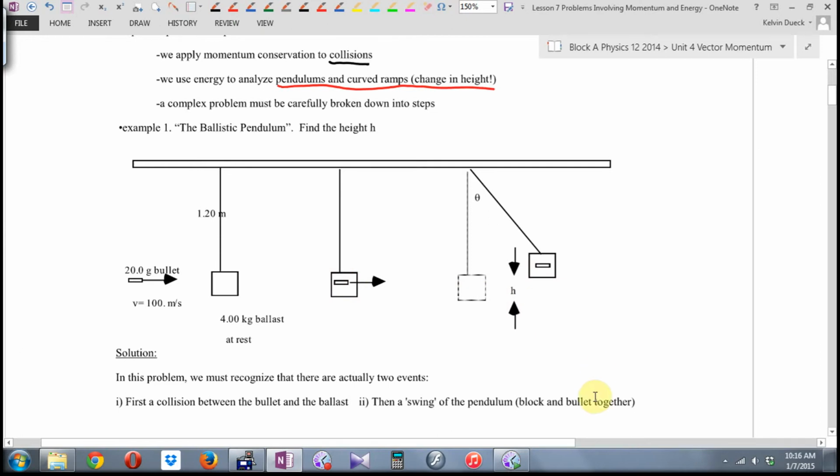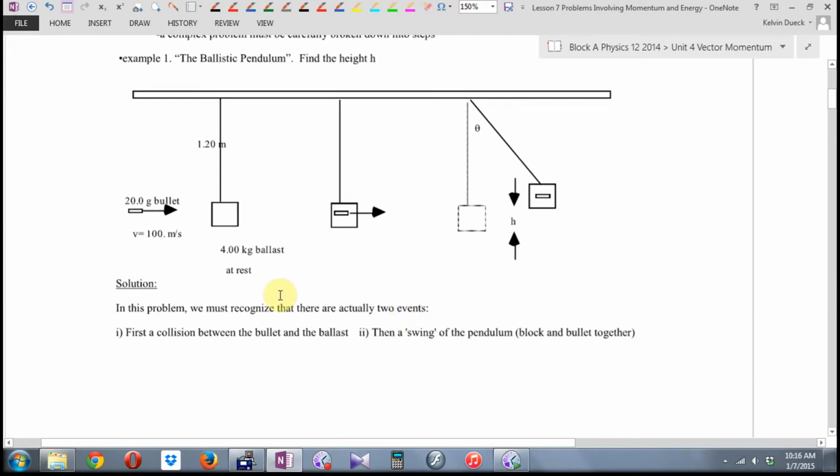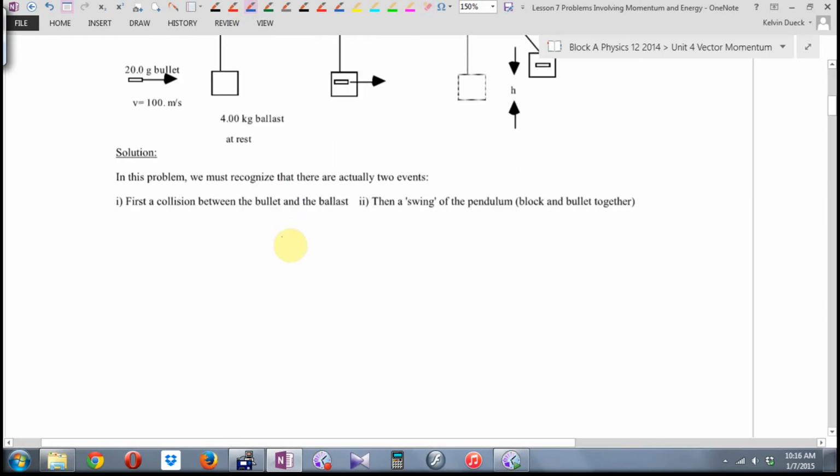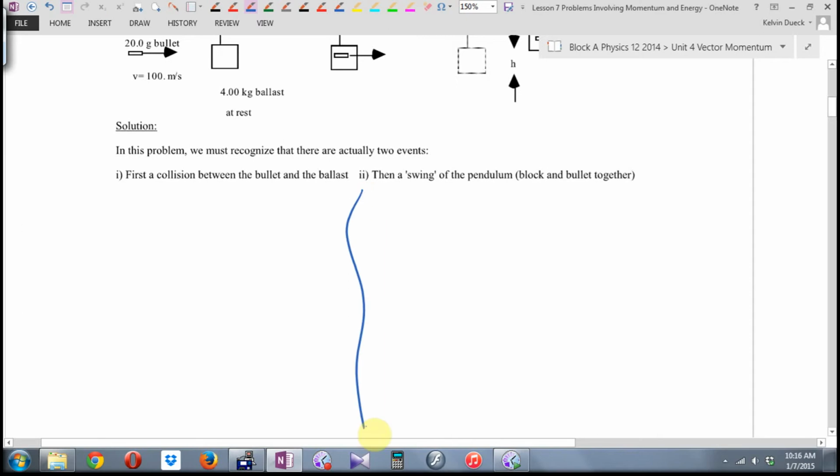So what I'm going to do, and what it says here, is the solution, we need to recognize there are actually two events, the collision and the swing. I'm going to divide my page in half. What are they wanting me to find? The final height, the swing. Well, that's a curvy path. That's a change in height. That's a job for conservation of energy.